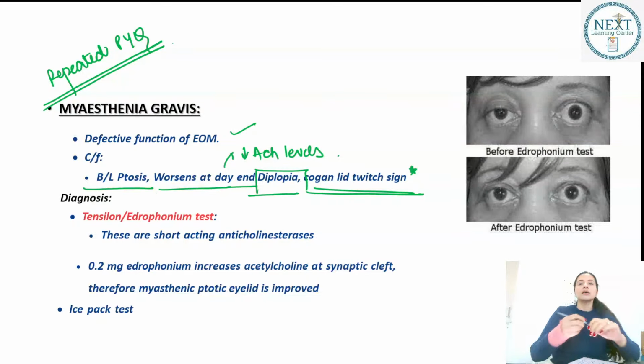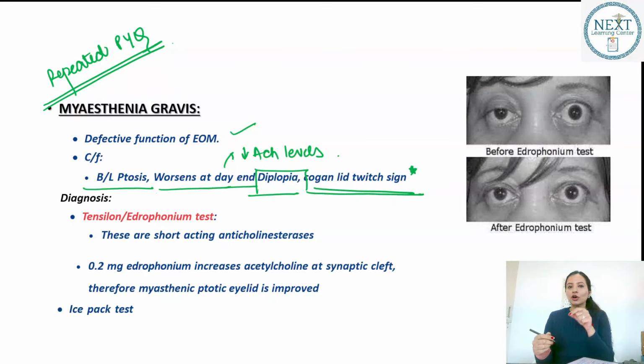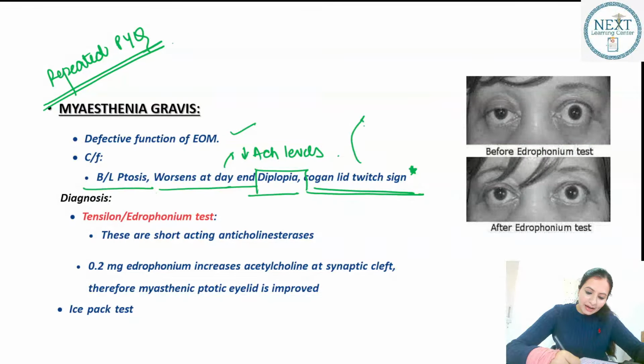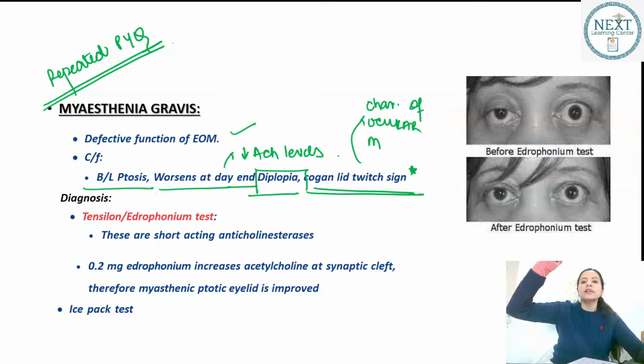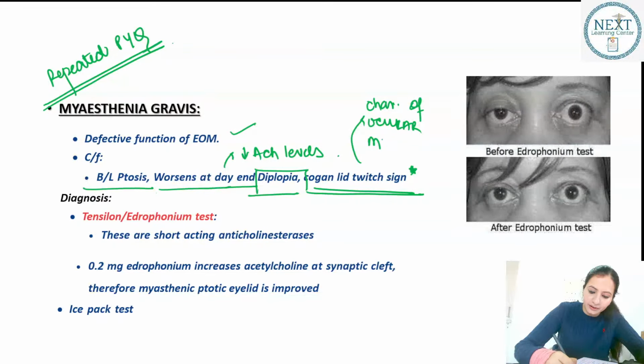What happens in this? Suppose you ask the patient of ocular myasthenia to look upward. The eyelid that has been downward will go suddenly upward, then come down. So there will be a twitch in the lid. This is characteristic of ocular myasthenia. There is sudden upshoot of the lid, and then there is a drooping of the lid. So this is your Cogan lid twitch sign. This is the ptotic eyelid before your edrophonium test. This is after. There is improvement in ptosis.